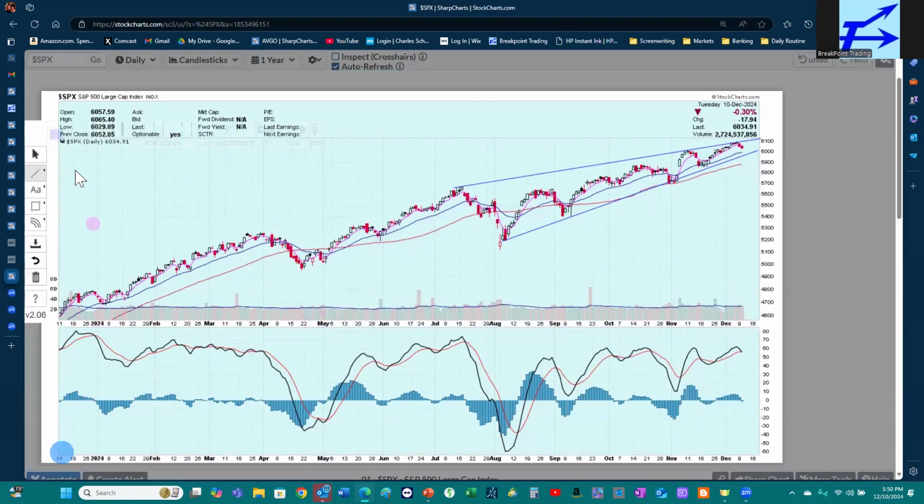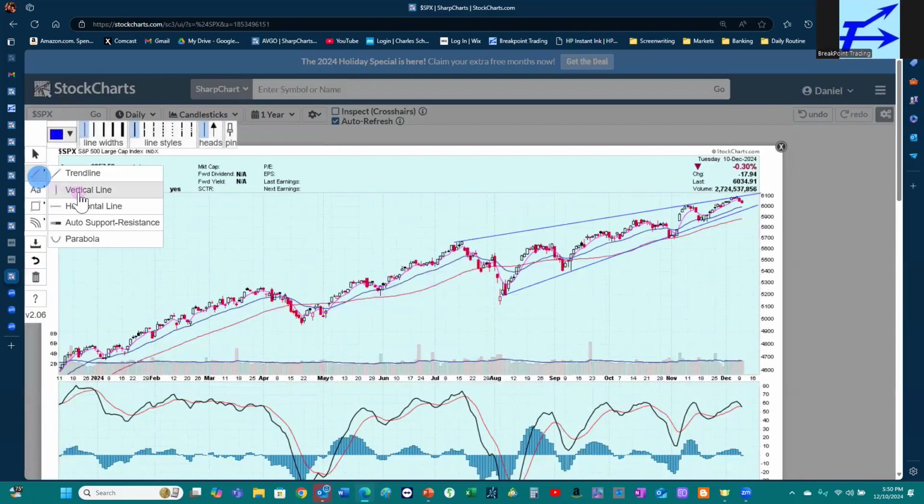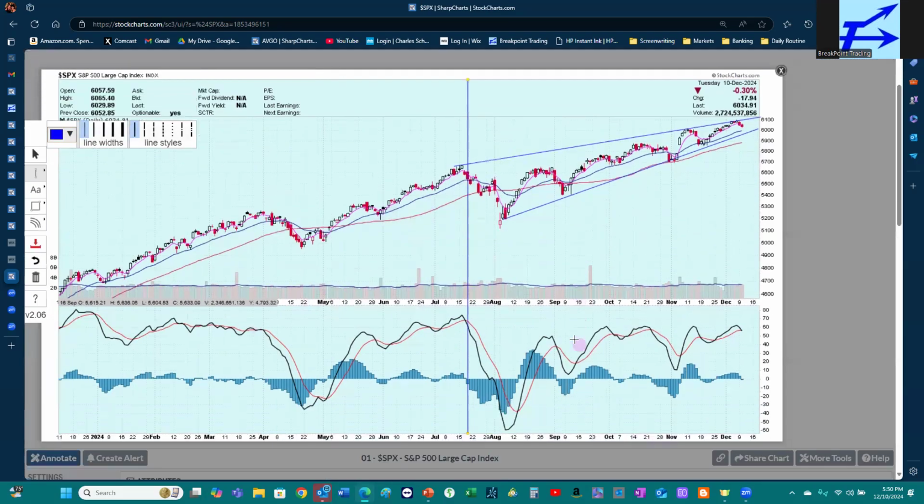In fact, I'm going to just draw a vertical line right here where this crossed over. And you can see that the very next day is where the price crossed below the 21. But you can see down here it went below the zero line. This is the momentum, and this is the actual moving averages. So those are all confirming for me.